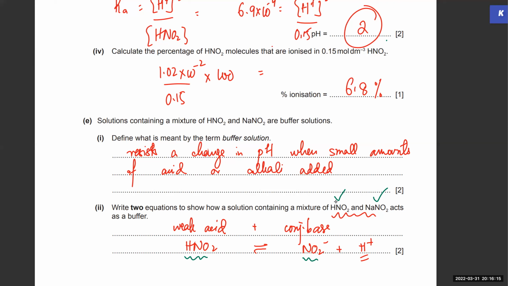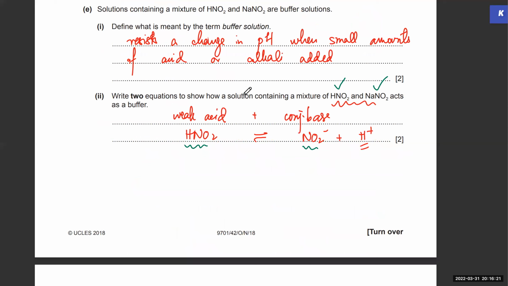He's saying write two equations to show how the solution containing this mixture acts as a buffer. So if you add H+, where would the equilibrium shift? The extra H+ ions that you're adding will combine with the NO2- to form HNO2. So that is what's going to happen when acid is added.